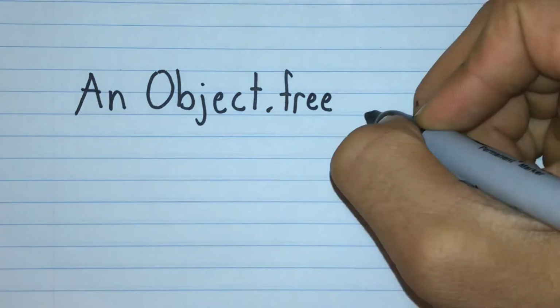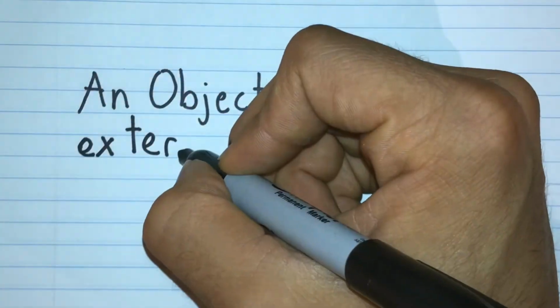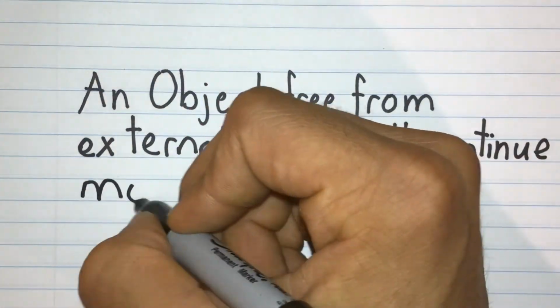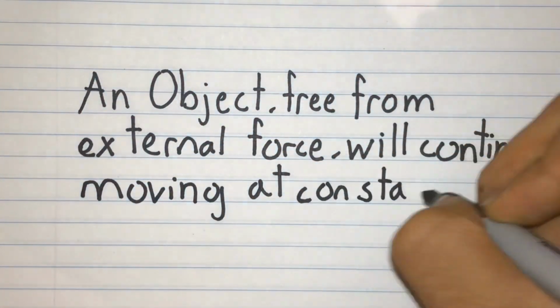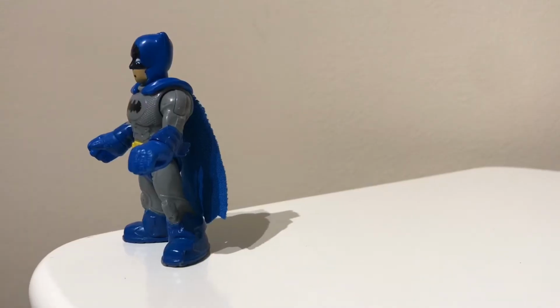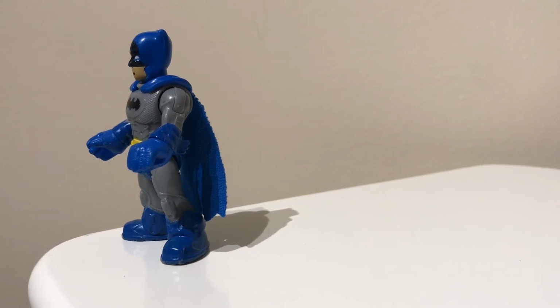An object free from external force will continue moving at constant velocity or remain at rest. So, if Batman is standing on an imaginary gargoyle, he will stay there at rest unless he exerts some kind of force. If Batman is in a vacuum, however, and he's going at a speed, he will stay at that constant speed unless acted on by another force, such as hitting the ground.